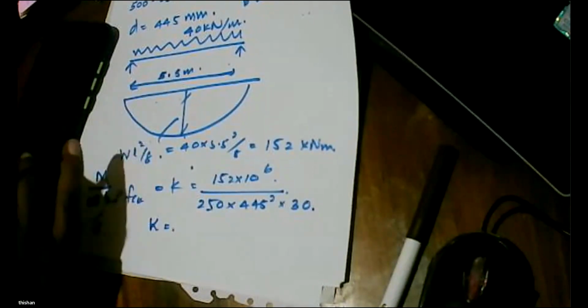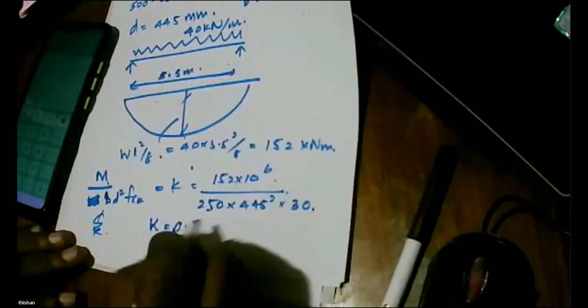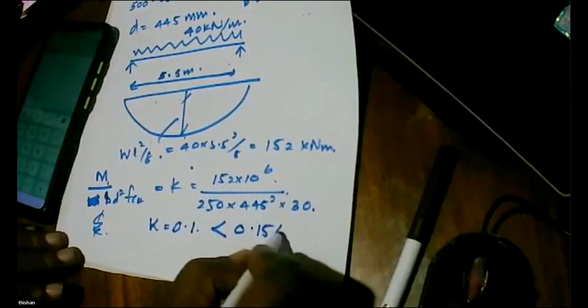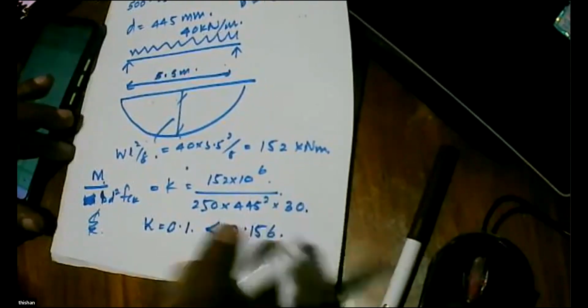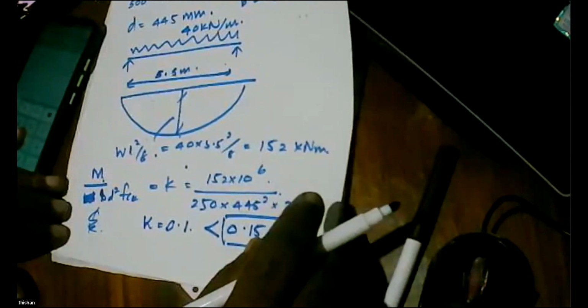It's 0.1, sir. 0.1. Yeah. It should be less than 0.156. So it's okay, single reinforced. I'll show you how to find this magic number 0.156 next time. I just want to show you how we find that.